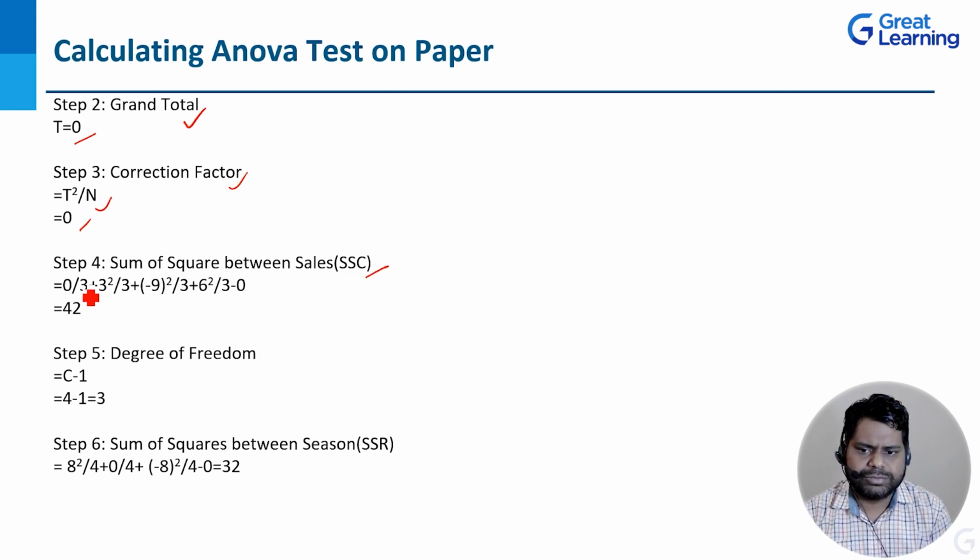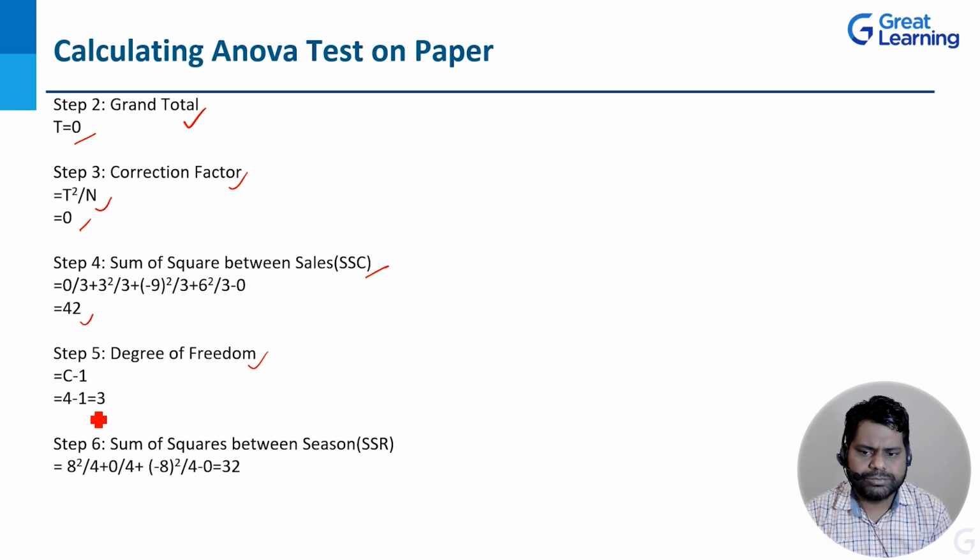Our SSC will become 0 squared divided by 3, plus 3 squared divided by 3, plus minus 9 squared divided by 3, plus 6 squared divided by 3. That becomes 42. Now we will calculate the degrees of freedom column-wise, that is c minus 1. That will become 4 minus 1.